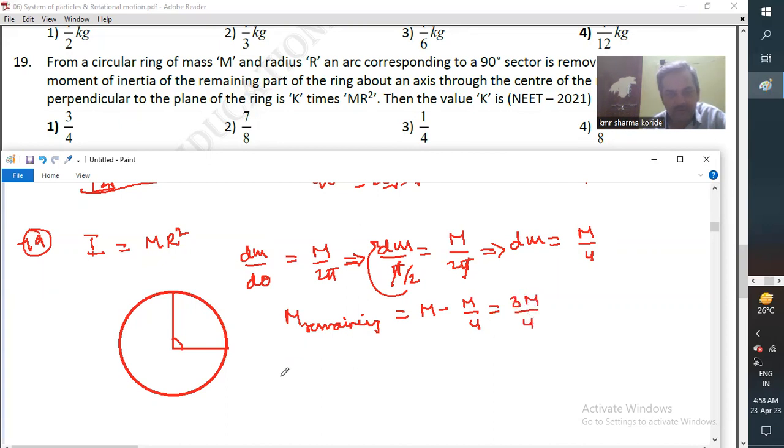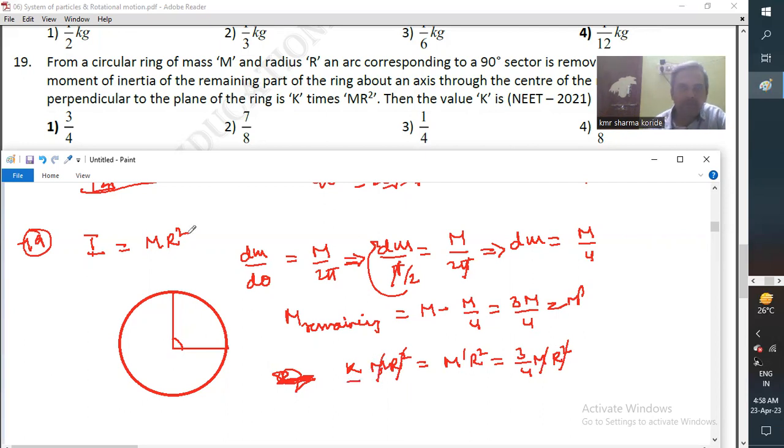So now the moment of inertia of the remaining part is k into MR square is equal to M dash R square. So M dash is 3 by 4 M into R square. R square gets cancelled, M and M get cancelled. So k will be 3 by 4. The first option is correct.